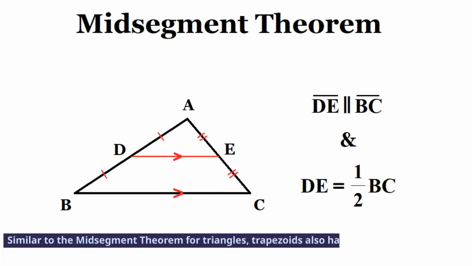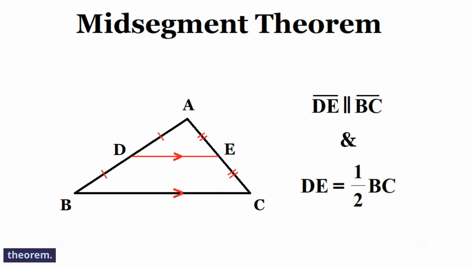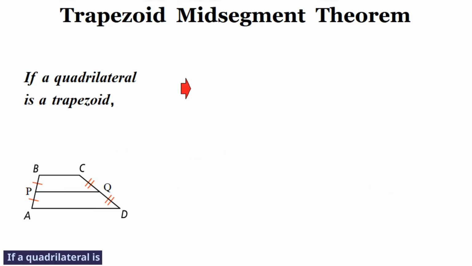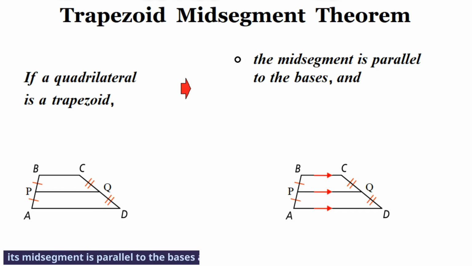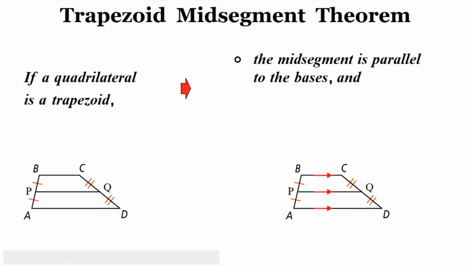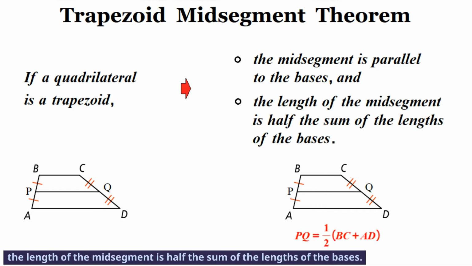Similar to the mid-segment theorem for triangles, trapezoids also have a mid-segment theorem. If a quadrilateral is a trapezoid, its mid-segment is parallel to the bases and the length of the mid-segment is half the sum of the lengths of the bases.